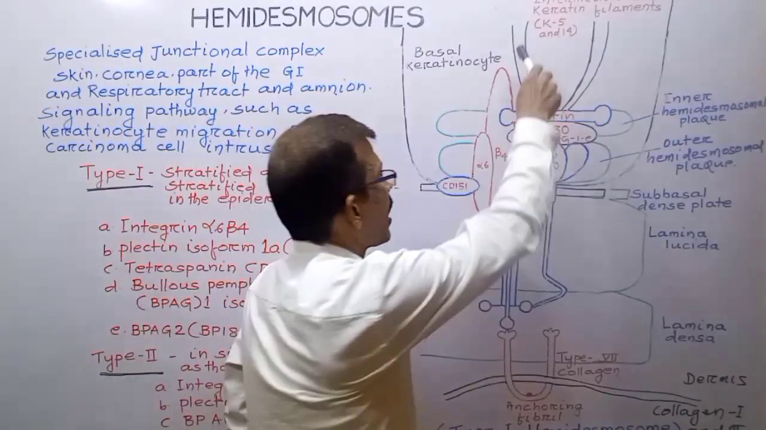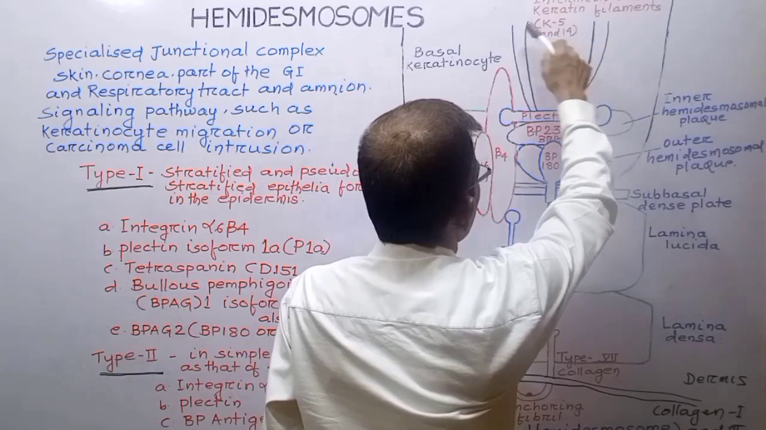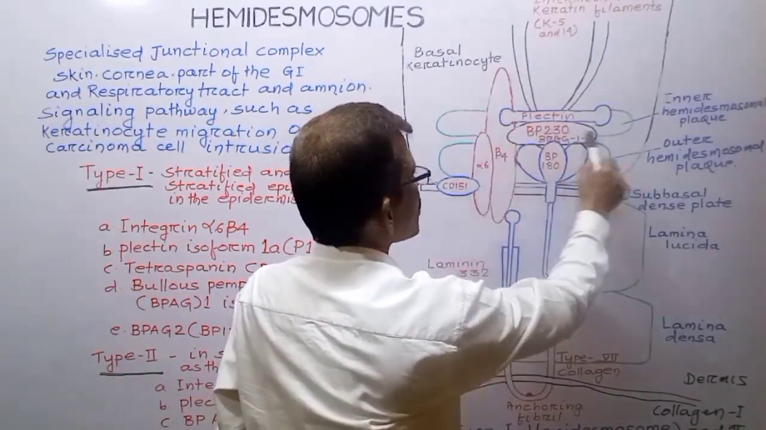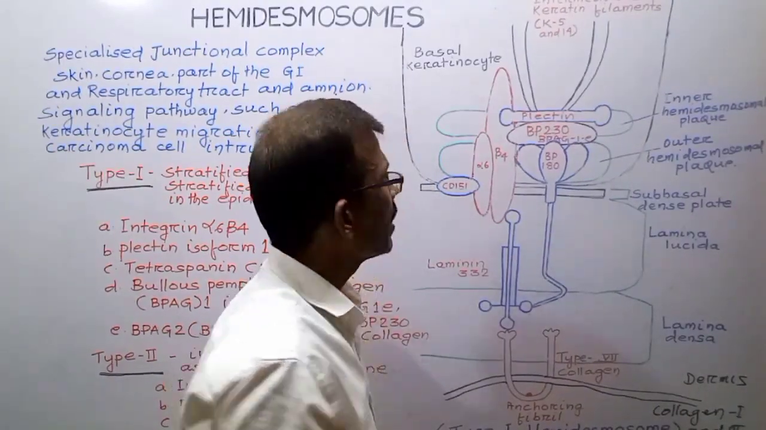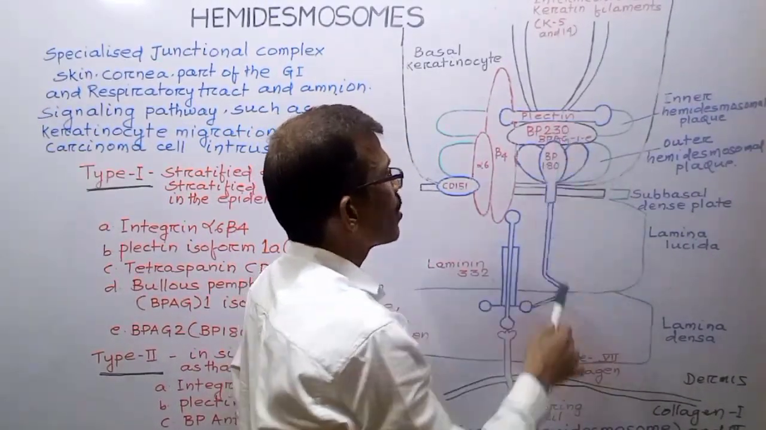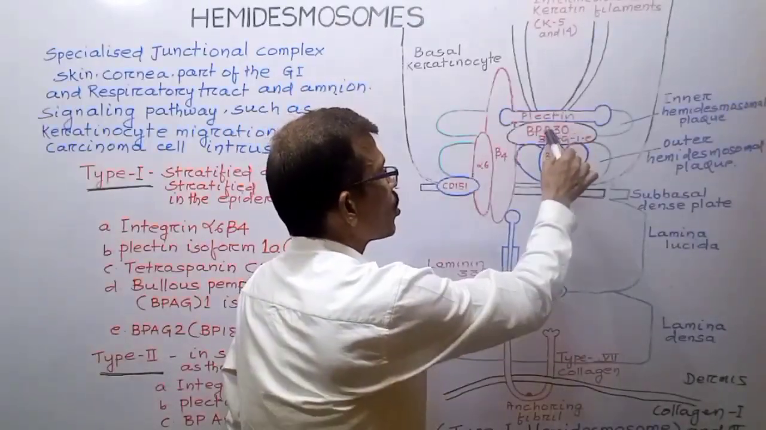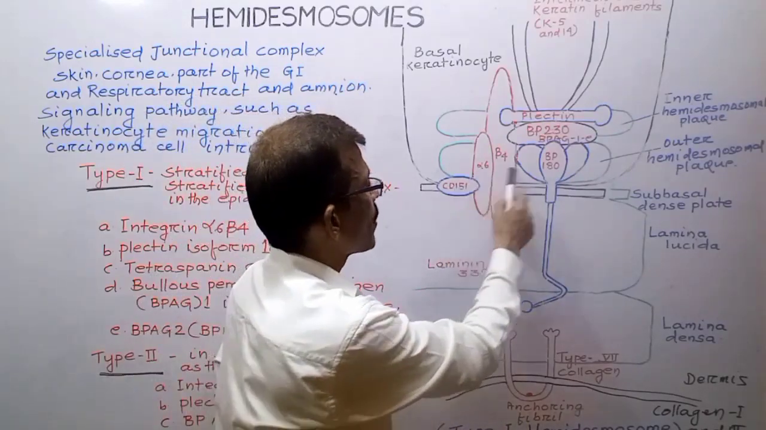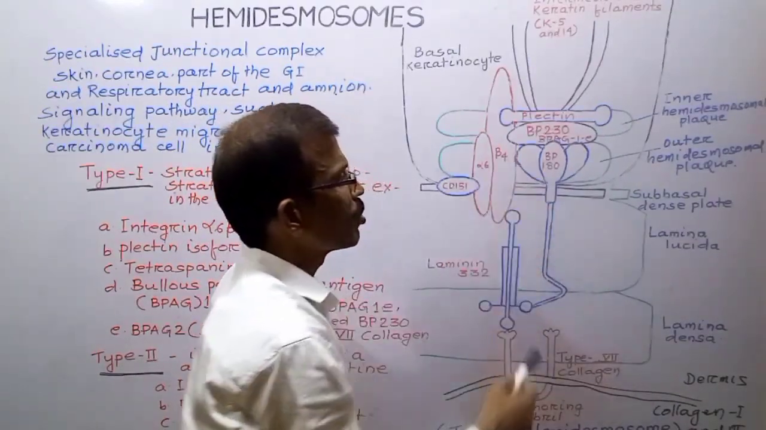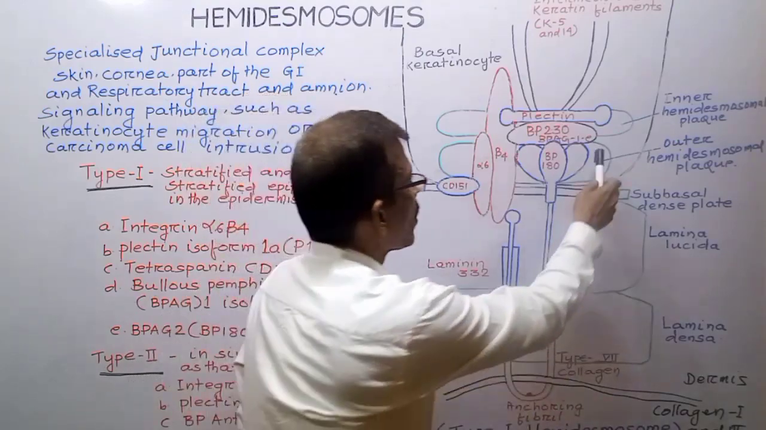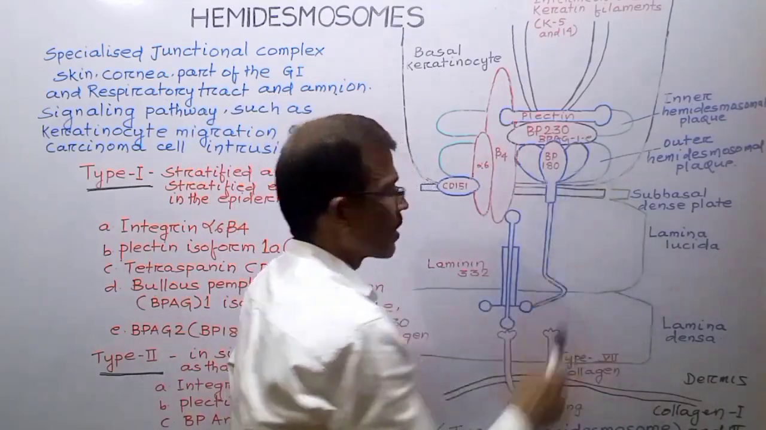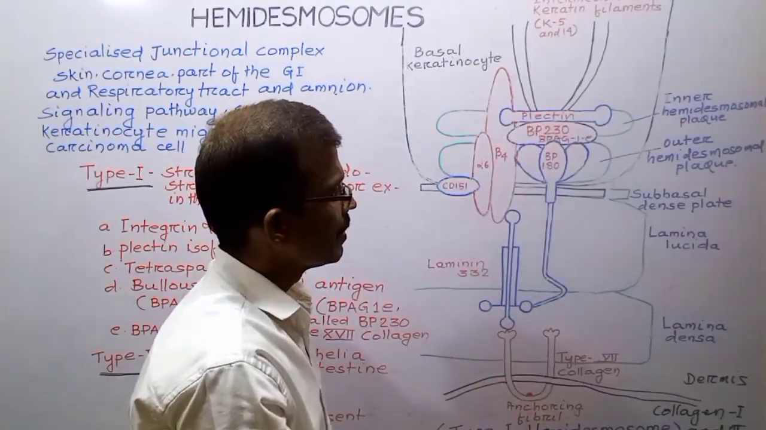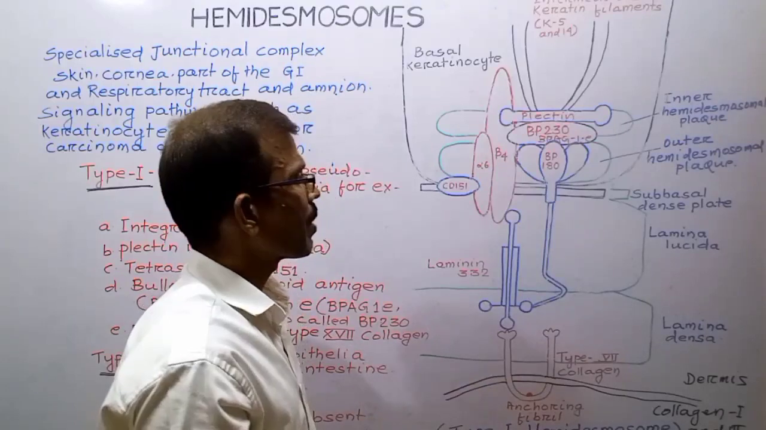Intermediate filaments assembled from keratin 5 and 14 associate with the inner hemidesmosomal plaque via binding to plectin and BP230. These two components form critical links with the transmembrane component of the hemidesmosome and form the outer hemidesmosomal plaque below the hemidesmosome and parallel to the plasma membrane.